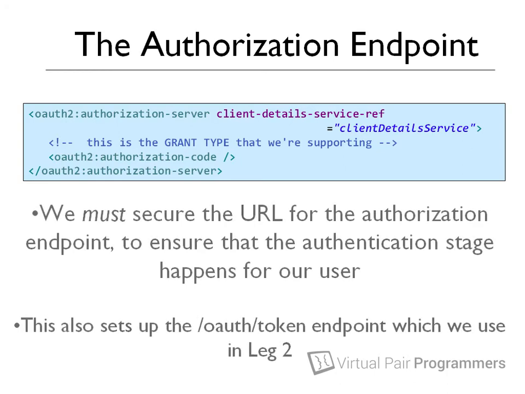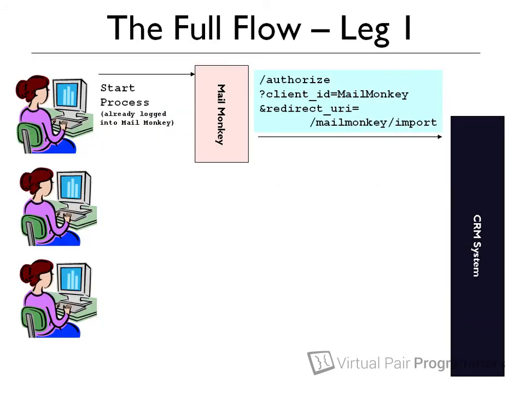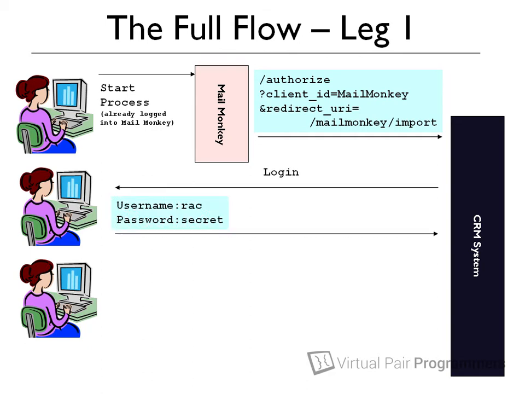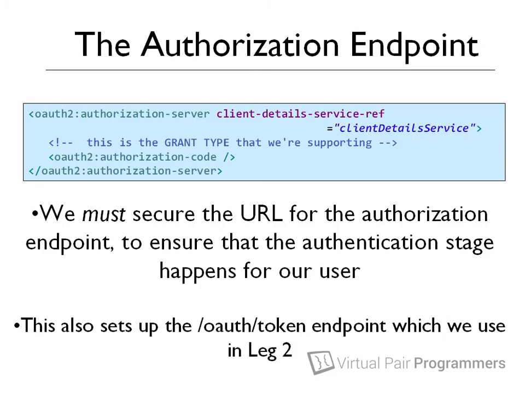One thing to note is that you must secure the URL for this authorization endpoint. If you don't secure that URL, well, you can probably see what's going to happen. If we go back to the flow of leg 1, of course, what we want when this URL is accessed is we want the user to be challenged with a login dialog box. Without that, we will miss one of the important parts of this flow, and that is the user has to authenticate. So we're going to make sure that we do put security on that endpoint.